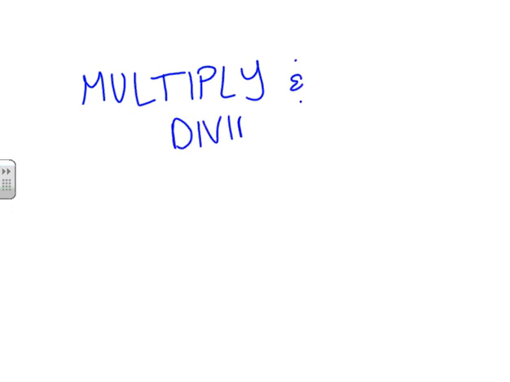Today we're going to be talking about multiplying and dividing rational numbers, specifically fractions. So you need a blank piece of notebook paper and you need to put your normal header on that paper. You also need to have this as your title: Multiplying and dividing rational numbers.